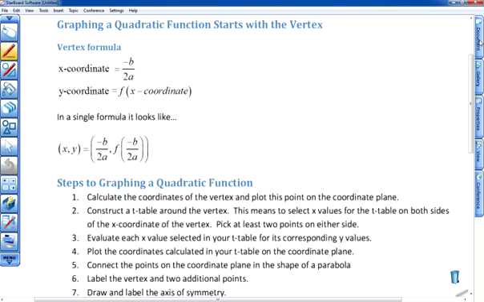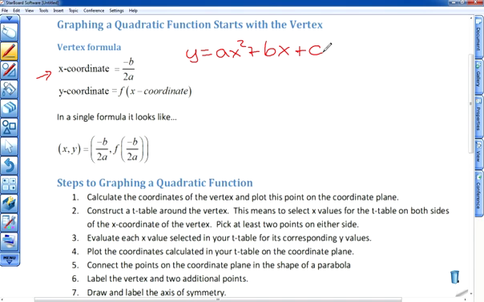Now, in order to graph a quadratic, everything starts with the vertex. The vertex is the key piece of information that we need to find in order to graph a quadratic to get the parabola. So right here we have the vertex formula. It's a formula that, if given y equals ax squared plus bx plus c, we can find the coordinates of our vertex. It's important to remember that the vertex is a coordinate on a coordinate plane, meaning it has both an x and y coordinate. The x coordinate is calculated as negative b over 2a. That negative b and the b and the a come from the y equals ax squared plus bx plus c.